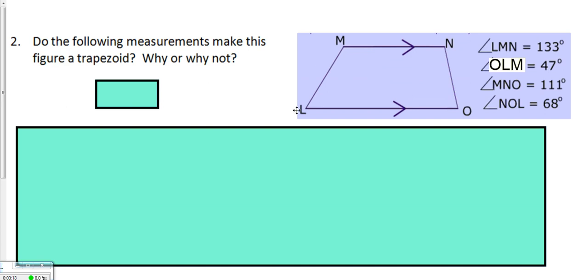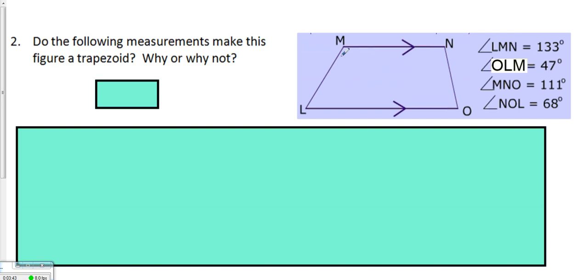All right, now we have figure LMNO. And they're asking us, is this actually a trapezoid if we have each of these figures? Now, the first thing I want you to do, they had OLN. I want you to change it to an M. That was a typo there. Just put a little extra line there. Angle OLM is 47 degrees, or that's what they were getting at.